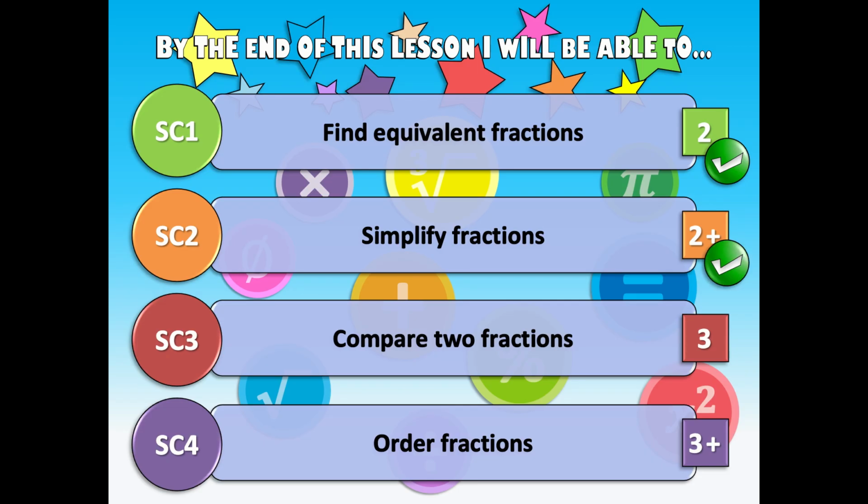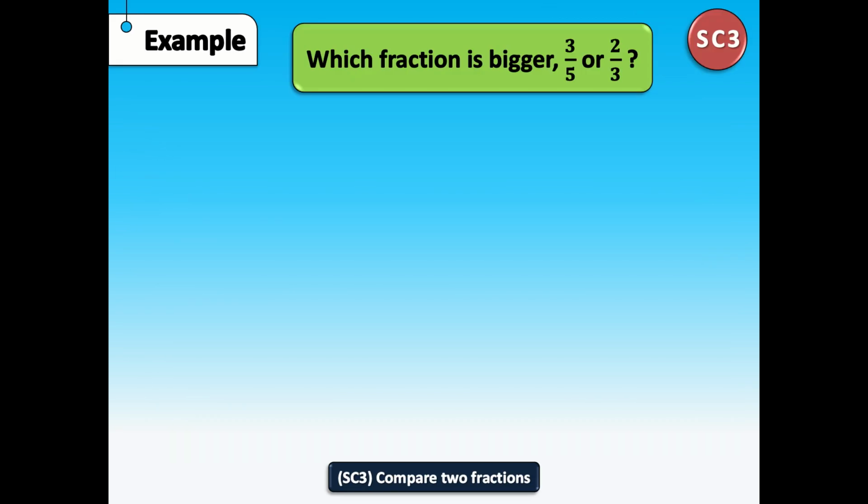So now we've completed success criteria 2, so now we're going to move on to number 3, and this is to compare two fractions. So when we want to compare two fractions, that means say which one is bigger or smaller. So in this question, we want which fraction is bigger, 3/5 or 2/3.